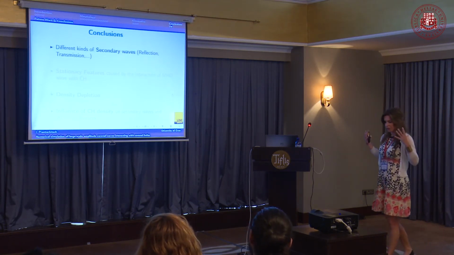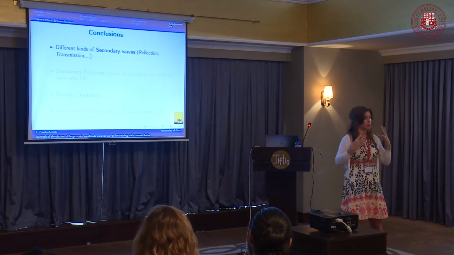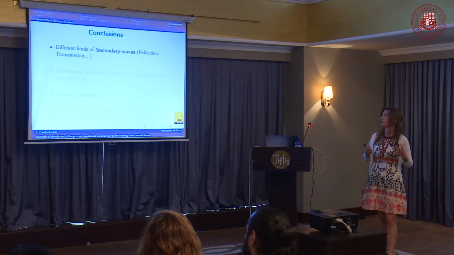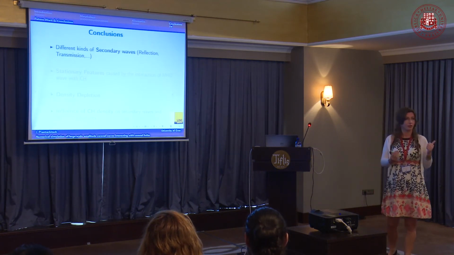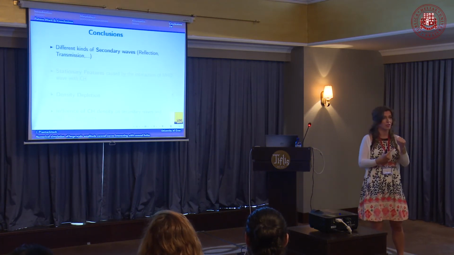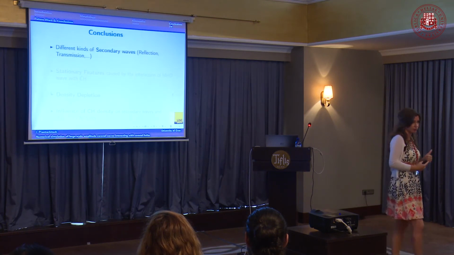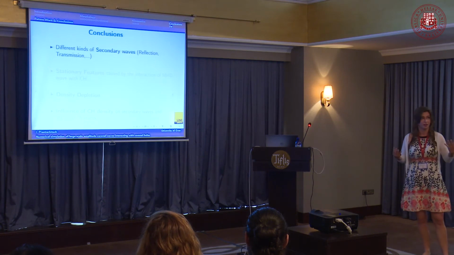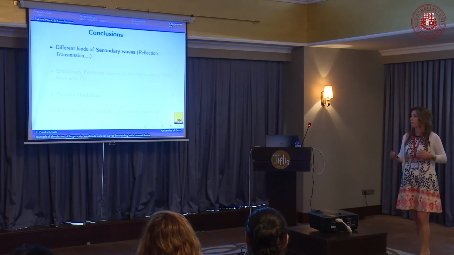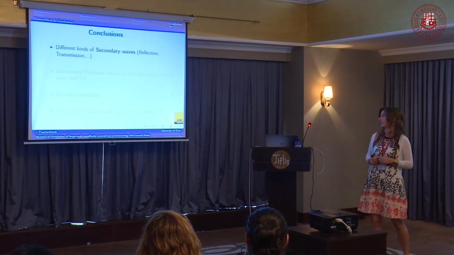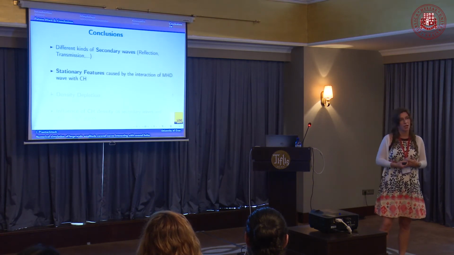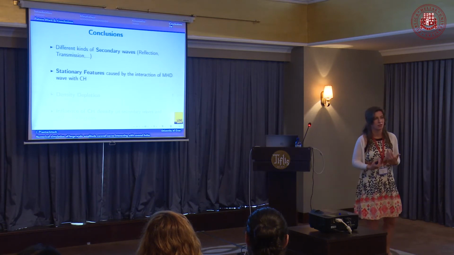So I was talking about the interaction of large-scale amplitude waves with a low density area, like a coronal hole, and we saw different things. First, we saw secondary waves, like transmission and reflection, which supports the wave theory, because only waves can guarantee such effects.